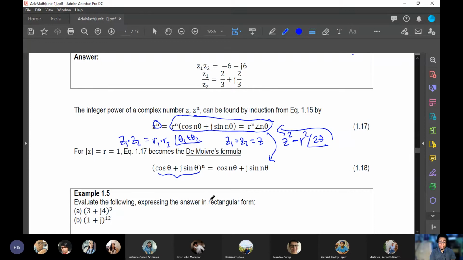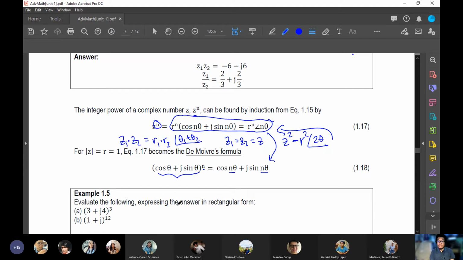Okay, and then what seems to be a distribution of the exponent, but this is technically not a distribution. You can actually remember it that way. The power n here is actually used to multiply the angle. And again, if that angle is greater than 180 degrees, we need to reduce it back to the principal range, or to an angle within the principal range.